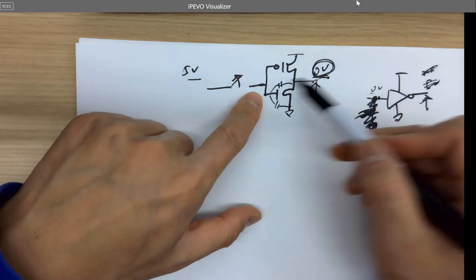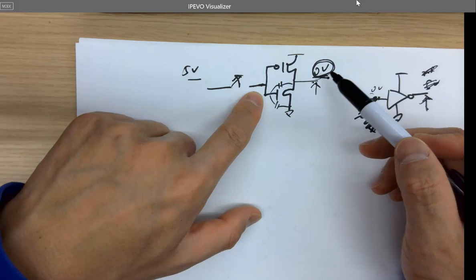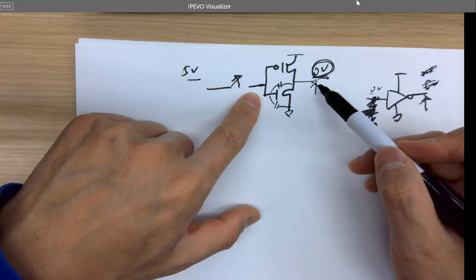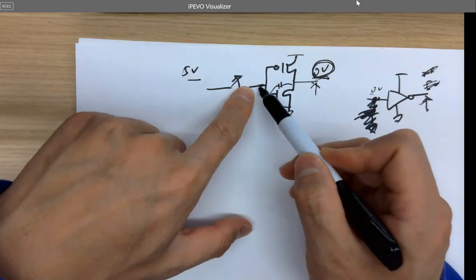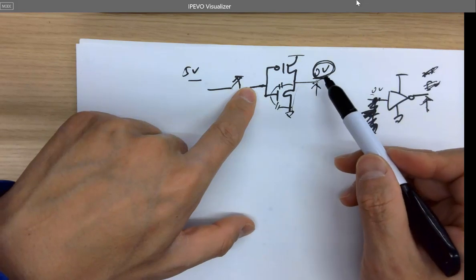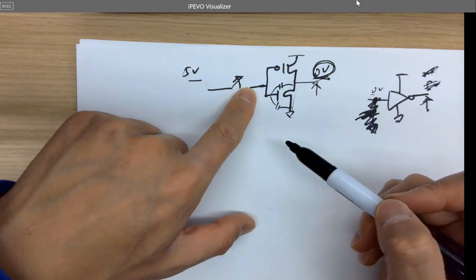You don't have any input. It won't be 0 volts anymore. It could be like 0.8 volts, like 0.9 volts. It's changing, depends on the environment, but it won't be 0 volts anymore. However, if you give 5 volts to it, the NMOS is on, it's going to pull this down to ground. It's going to be a really solid 0 volts. You know what I mean?